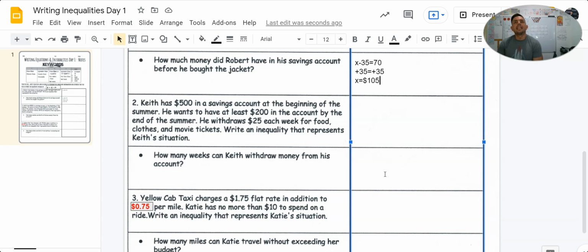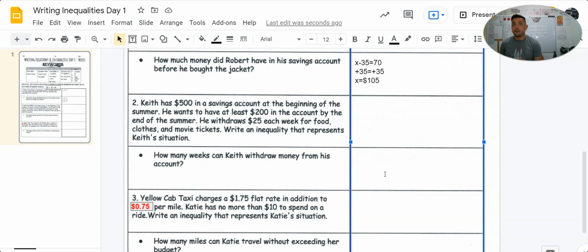Next example, Keith has $500 in the savings account at the beginning of the summer. He wants to have at least $200 in the account by the end of the summer. He withdraws $25 each week for food, clothes, and movie tickets. Wow, he goes and shops every week. That's a good amount, right? An inequality represents Keith's situation.